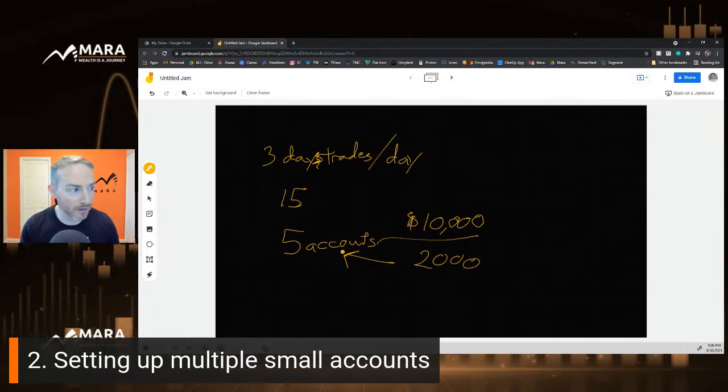Then what you can do is stay within the PDT rule in the first account. You hit it, then you move on to the next account. You hit that, then you move on to the next account, and you're good to go. And it'll just keep on cycling as the week goes on. That is a clever workaround for the PDT rule.